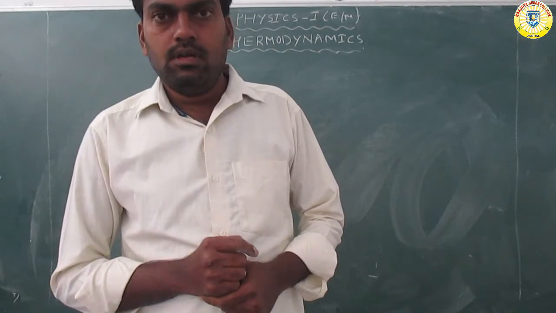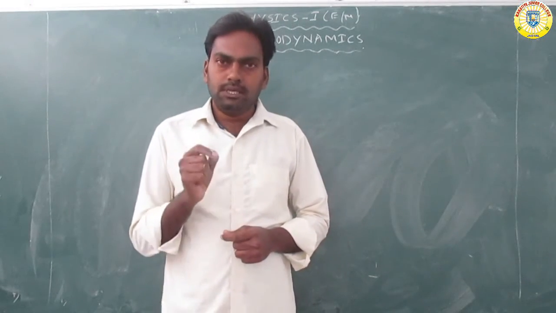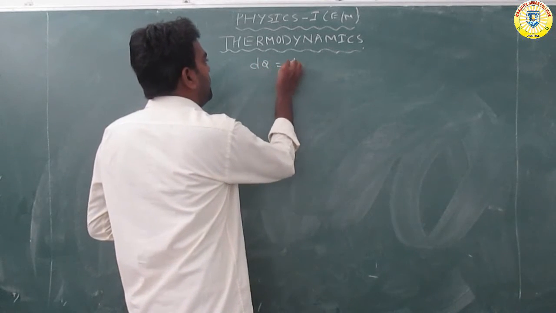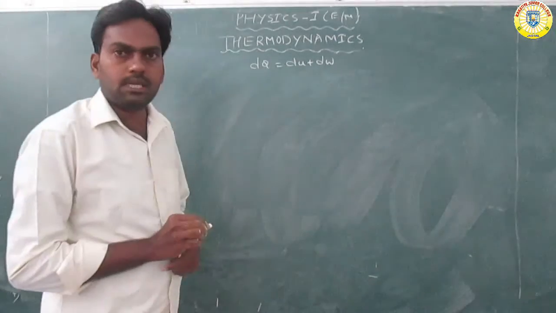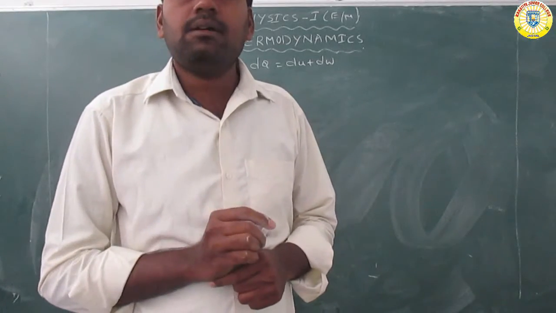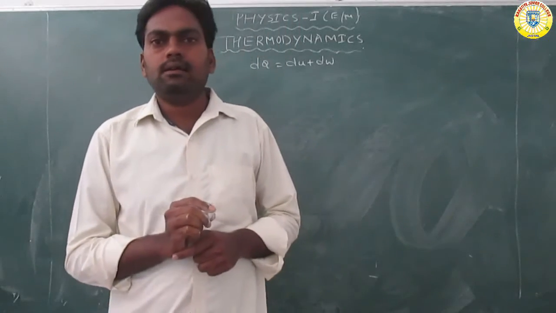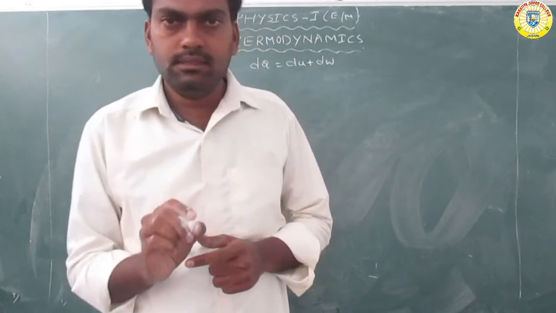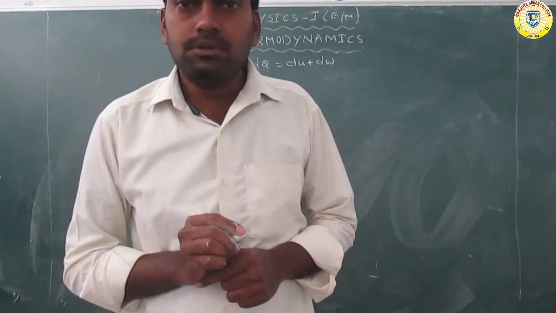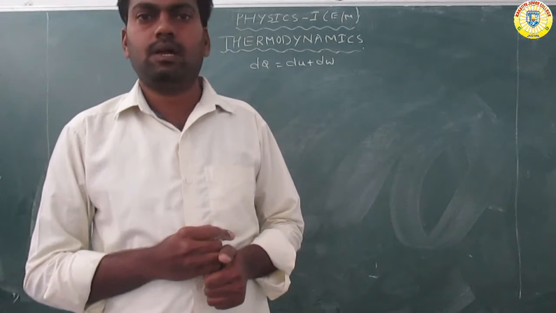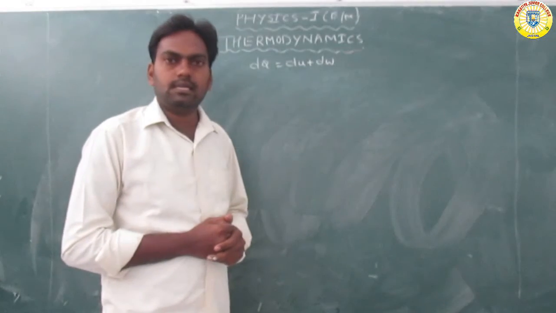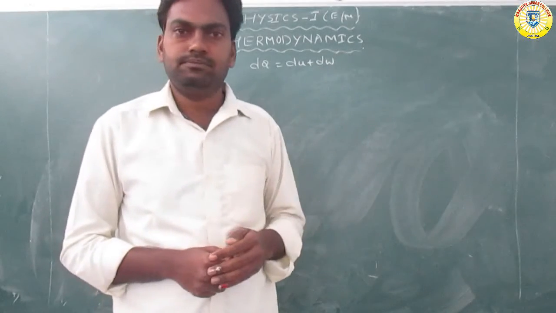So we discussed the first law of thermodynamics: dq is equal to du plus dw. Here dq is the amount of heat energy required or supplied to the system. It is utilized to increase the internal energy, and some part is used as work done by the system. So dq is some amount of heat supplied to the system or to the body.